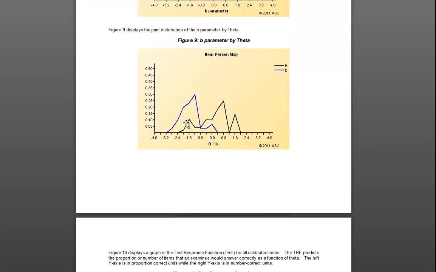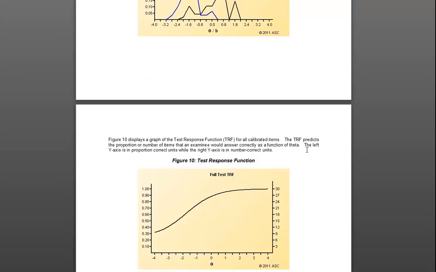We also then provide an item person map. The black line is the distribution of the examinee thetas. It's very jagged because there's only 50 people. And the blue line is the distribution of the examinee b's. So you can see, once again, this is a very easy test.